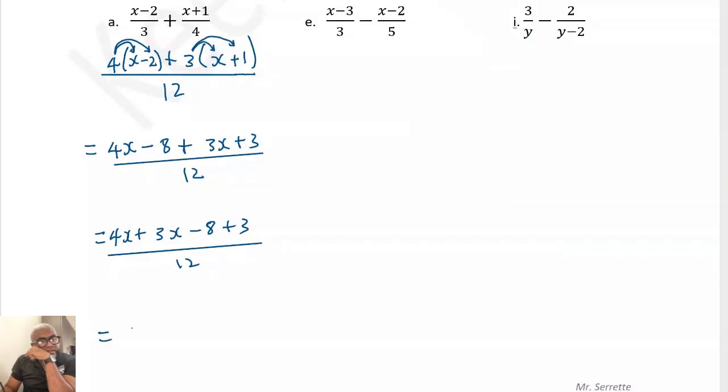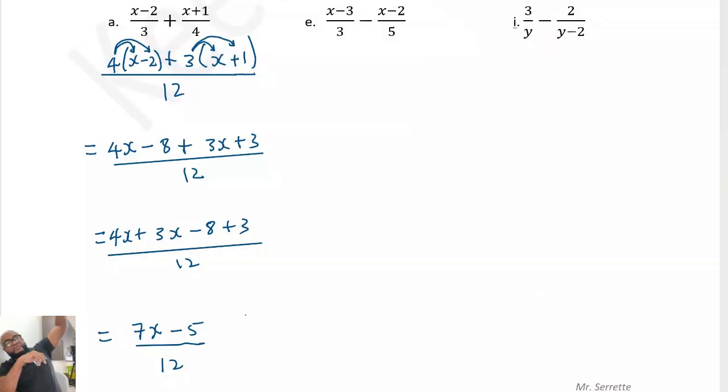4x plus 3x would be 7x, and negative 8 plus 3. That would be negative 5. Thank you. All over 12. Could I say 7x minus 5 is 2x?